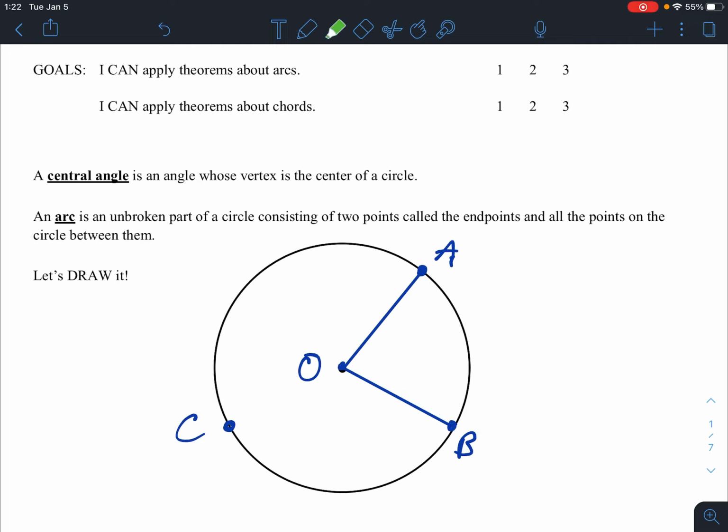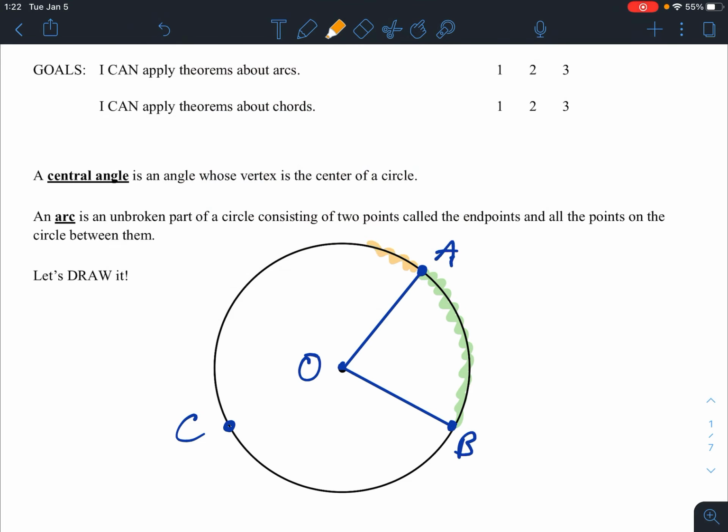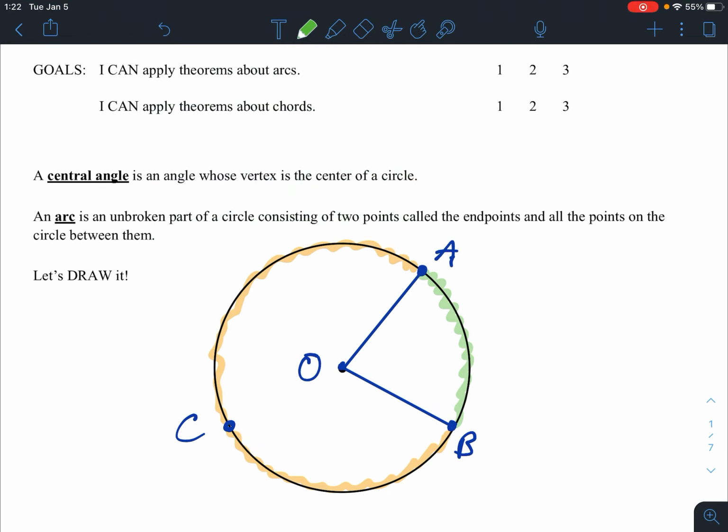Okay, this is called an arc. This is also called an arc. There are different kinds of arcs. We'll get into that in the next slide here, but those are both called arcs. It's an unbroken part of the circle consisting of 2 points called the endpoints and all the points between them. So let's focus on the green one here. The green one, I would call this one arc AB.